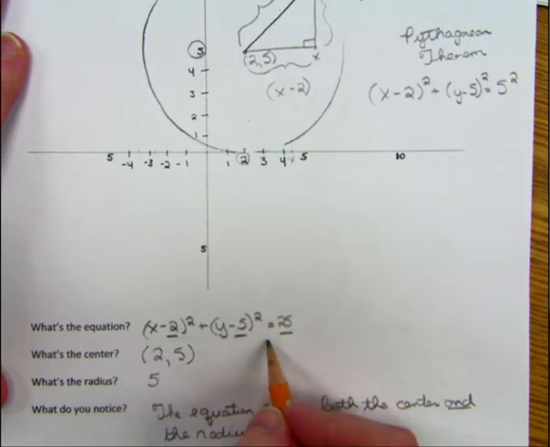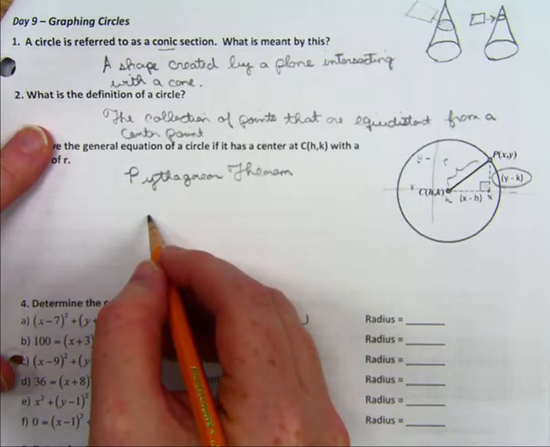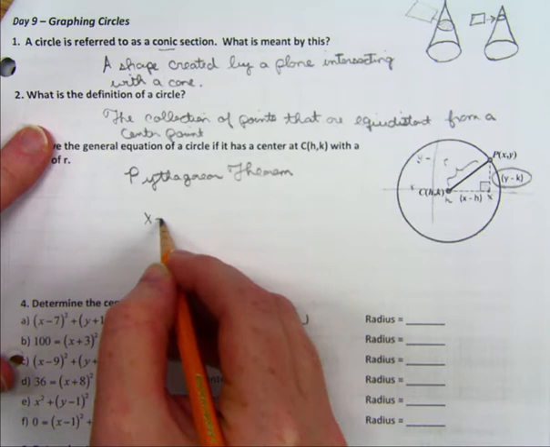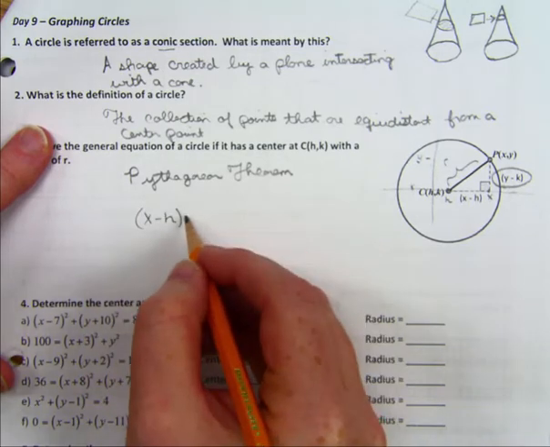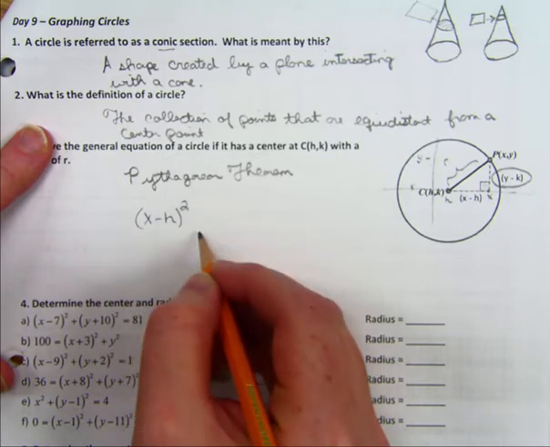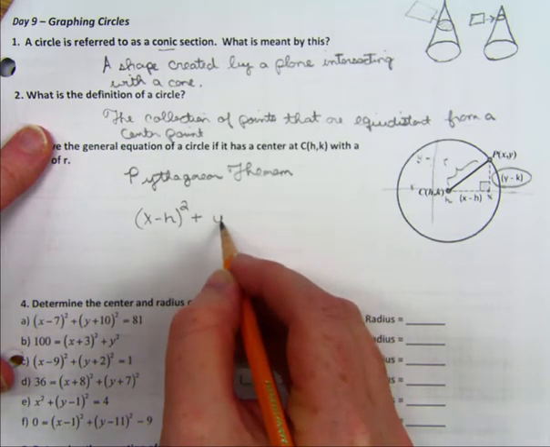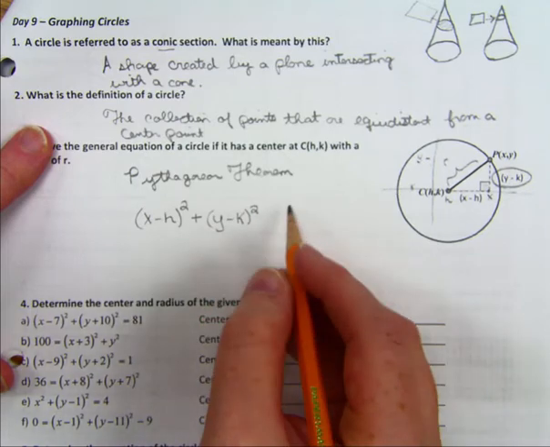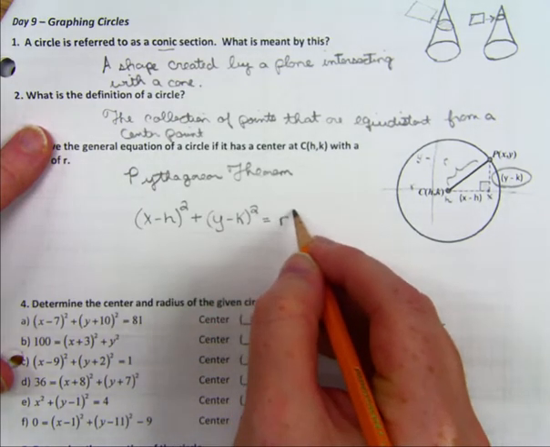Okay, so let's flip back to that first page on day 9, and we're going to hit problem 3. All right, so we have h, x minus h. That's one of the sides. So we're going to square that. Plus y minus k. And we're going to square that. That equals r squared.